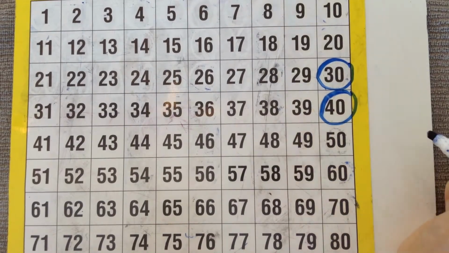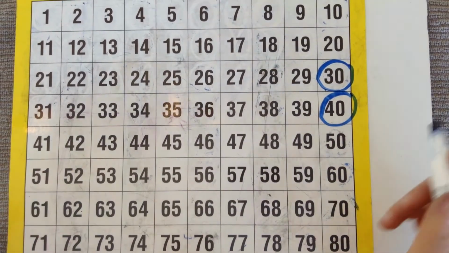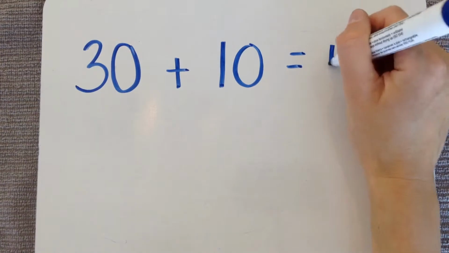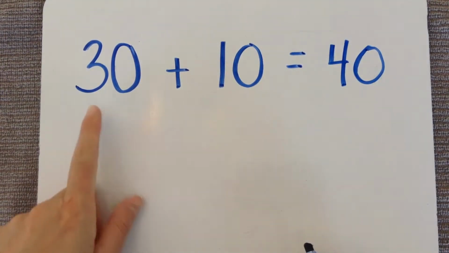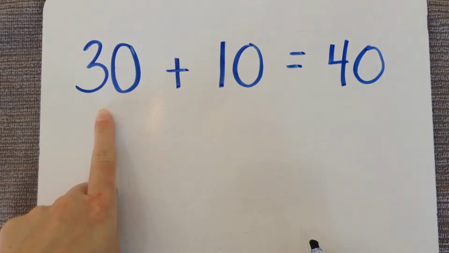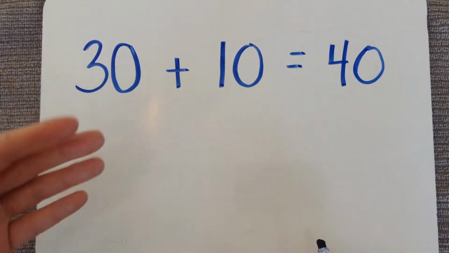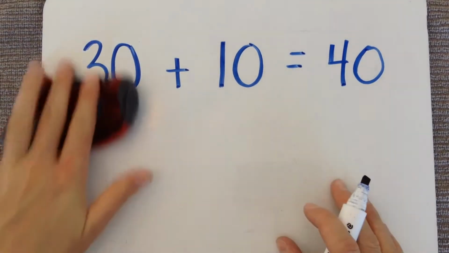So after I get 10 bigger, the number I land on is 40. I used counting by tens to help me find the answer. I was at 30, and then I thought, what will I say next if I keep counting by tens? Let's try another one.